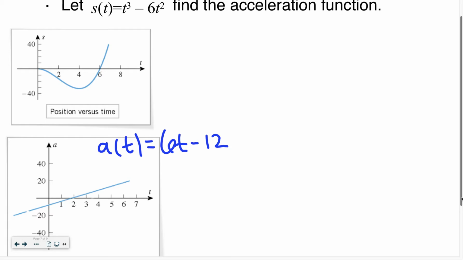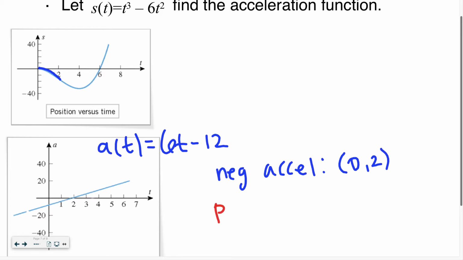Okay. So we see here that we have negative acceleration from 0 to 2. From 0 to 2, we have negative acceleration. Notice how that corresponds with the concave down portion of our curve. Okay. We have positive acceleration from 2 and on. That corresponds to the concave up portion of our curve.